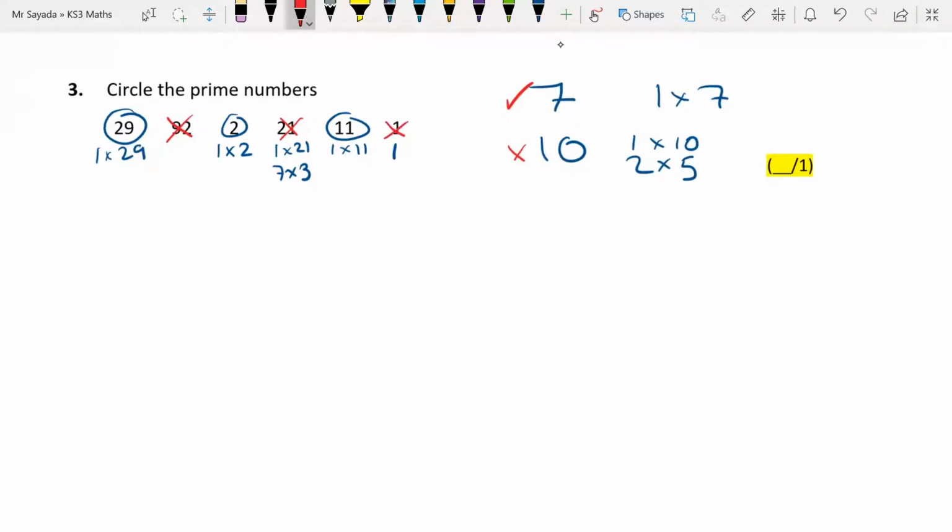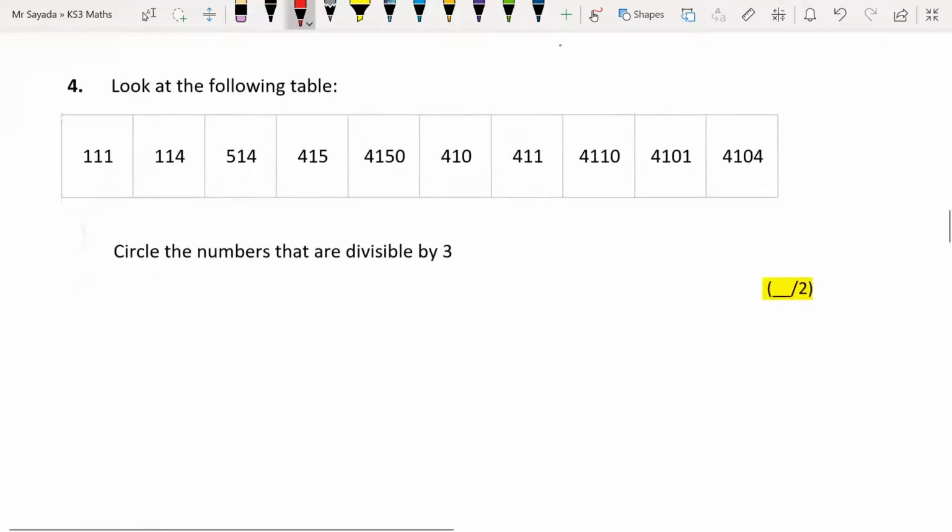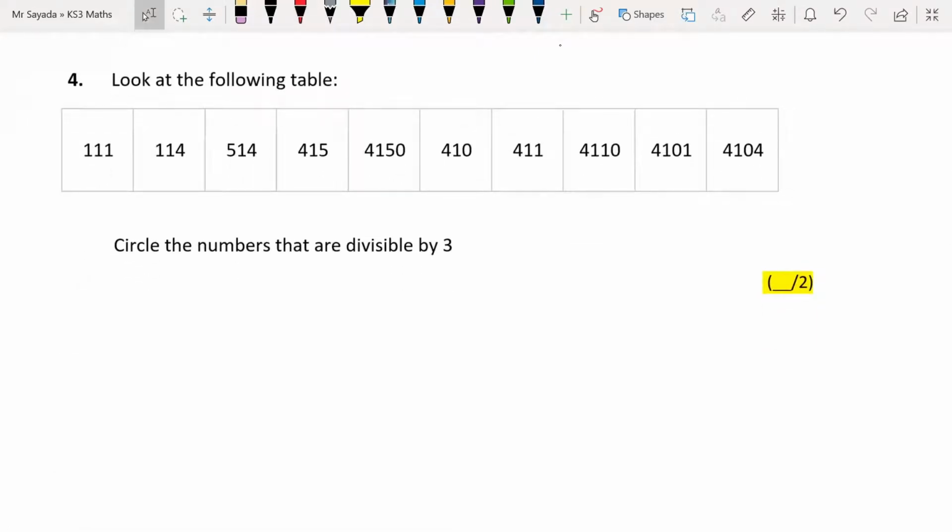That's a really common mistake. People think 1 is a prime number, but it's not. The first prime number is, what's the first prime number? Hopefully you've said the first prime number is 2. Mark your work and move on in the video once you're ready. Pause the video while you do this question and press play once you're ready.